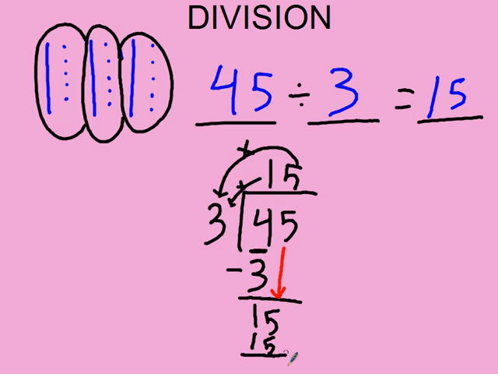What do I do now? Sierra. You add. You subtract. I subtract, that's right. And what's 15 minus 15? 0. Now, since I ran out of numbers and I have a 0, I know my answer is just going to be 15, like it was over here. Whoa, math is true.